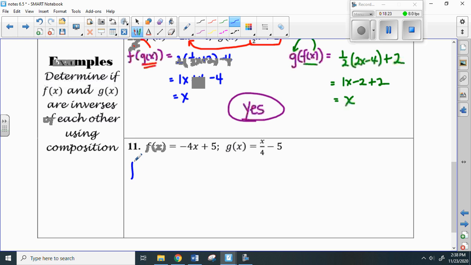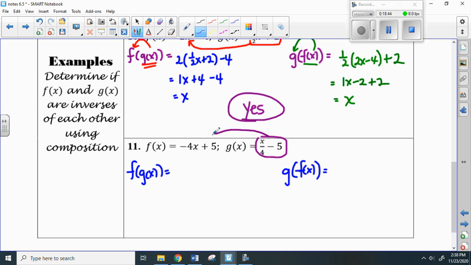All right, again, you need to make sure that you write down your two compositions, because I have to make sure that you understand which one is which and how to do each one. All right, and then you need to show the work.